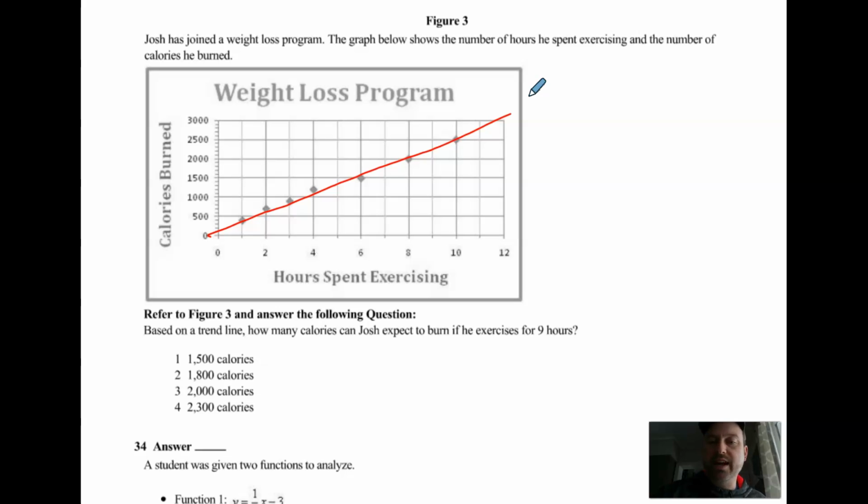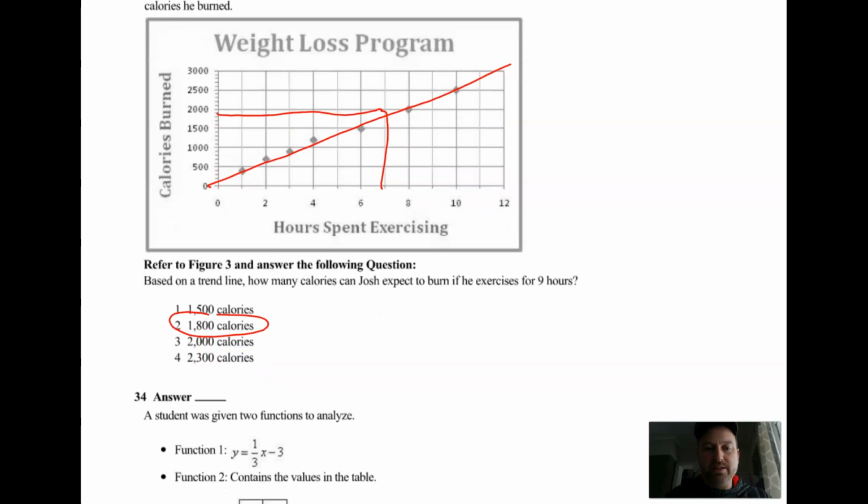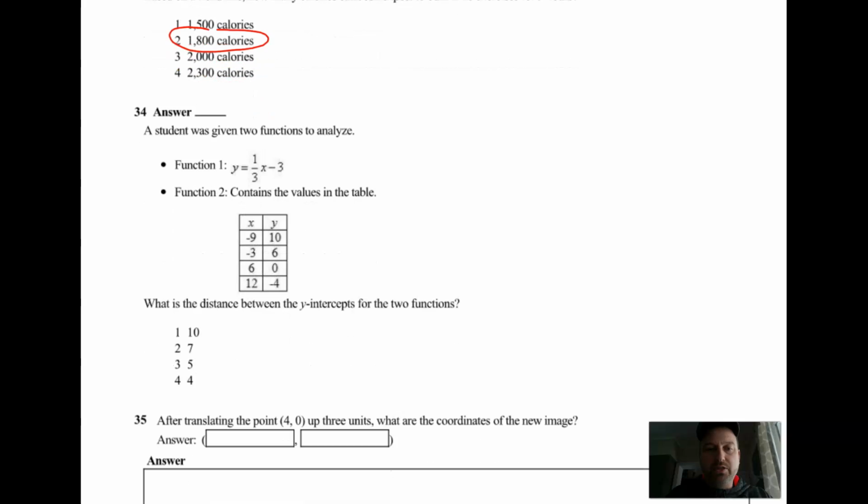If you exercise for 9 hours, go up to 9, cut on over. It looks like it's between 1,500 and 2,000, and only one answer has that. It looks like it's about 1,800, so that makes sense. Again, it's just an approximation. It's not exact.